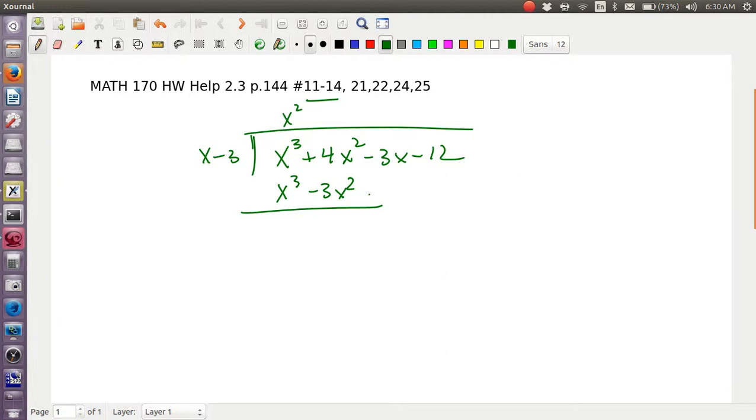You don't have to actually change the sign. If you can really keep in your mind that this is 4 minus a negative 3, you can just write it this way. I've seen students do it both ways. I don't care which way you do it.